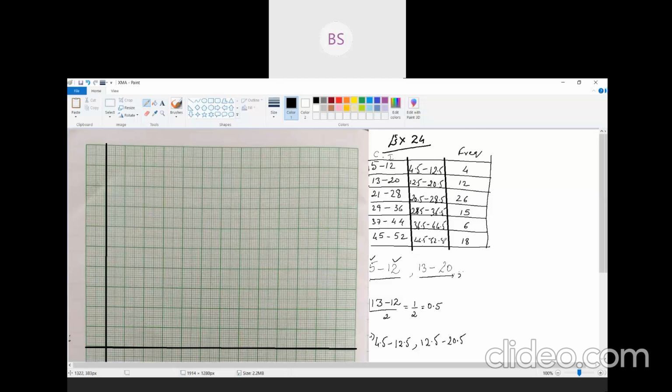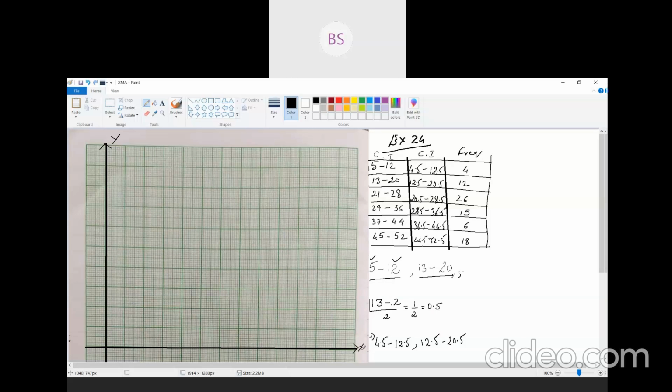Then again we'll have 36.5 to 44.5 and 44.5 to 52.5. Since in the histogram the class intervals have to be continuous, that is why we first converted the class intervals into continuous ones. Now we have to graph the class intervals and frequency. The x-axis will be the class interval and the y-axis will be the frequency.